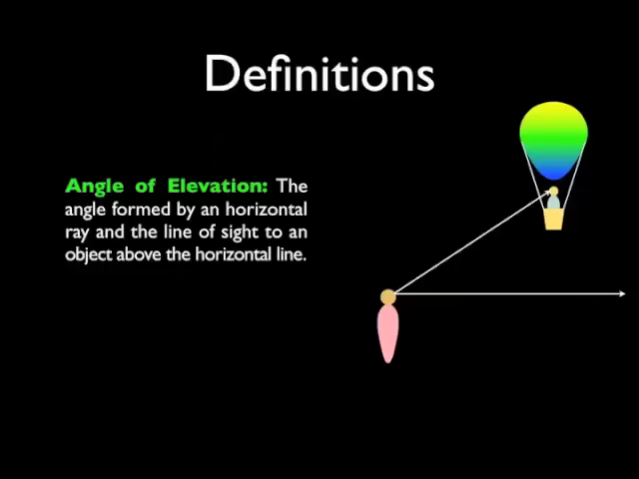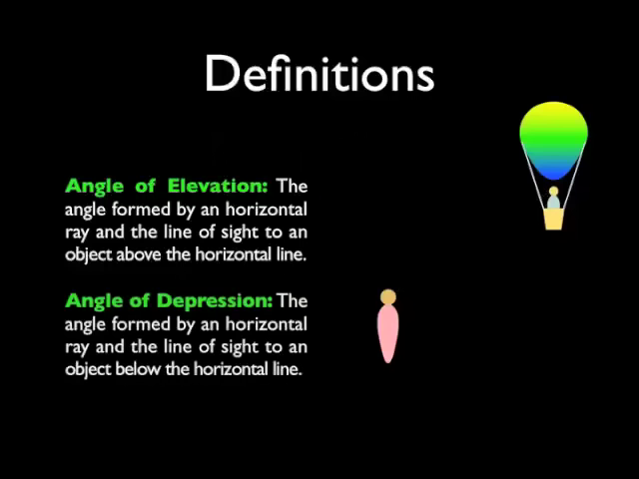An angle of depression is pretty much the opposite of that. It's the angle formed by a horizontal ray and the line of sight to an object below the horizontal line. So if you're looking down, you have an angle of depression.